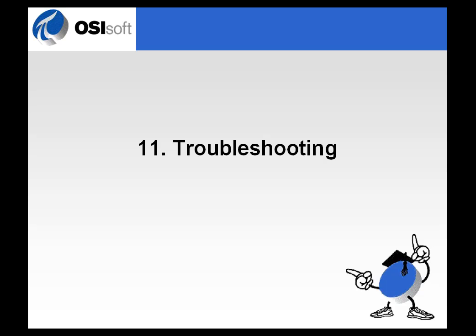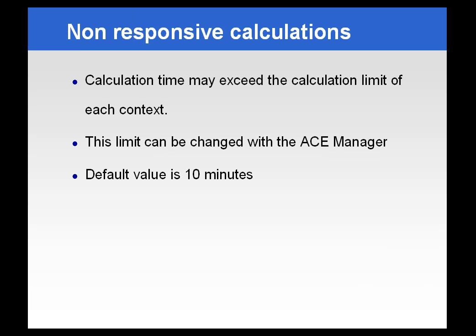Troubleshooting ACE is similar to troubleshooting any application in that you want to narrow down where the problem is. First of all, you want to check for non-responsive calculations. Maybe the calculation exceeded the calculation limit time on each context. And the default on this is 10 minutes.